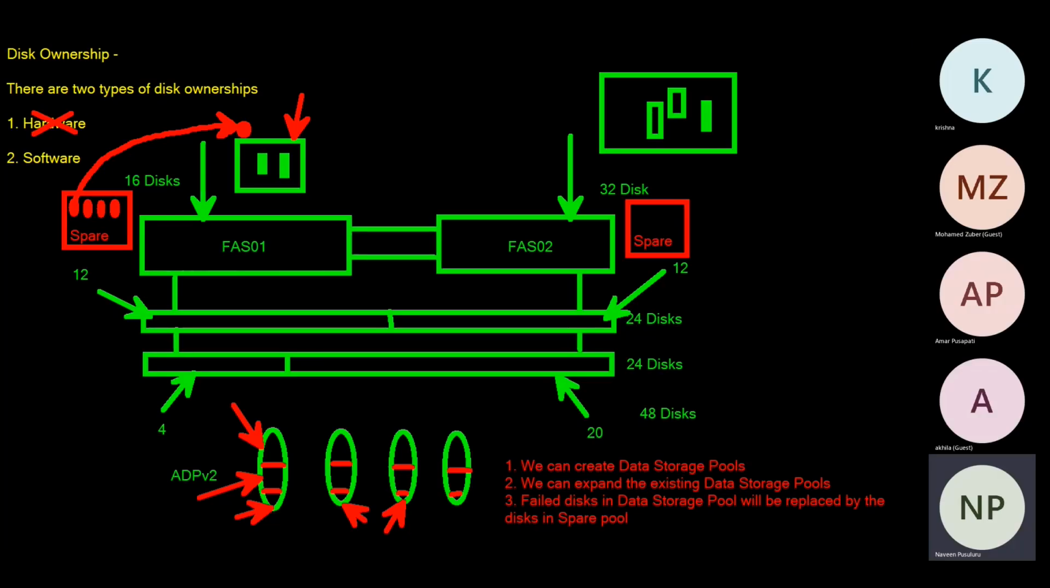From the spare pool, we can pick the disks and create a new storage pool if you want, or you can add them to an existing storage pool and expand it. Or if you leave them in the spare pool, that's fine. They'll be there until any one of the disks in the data pool fails. If any disk fails in a data pool, the failed disk will be replaced by one of the disks from the spare pool. These are the advantages of the spare pool.